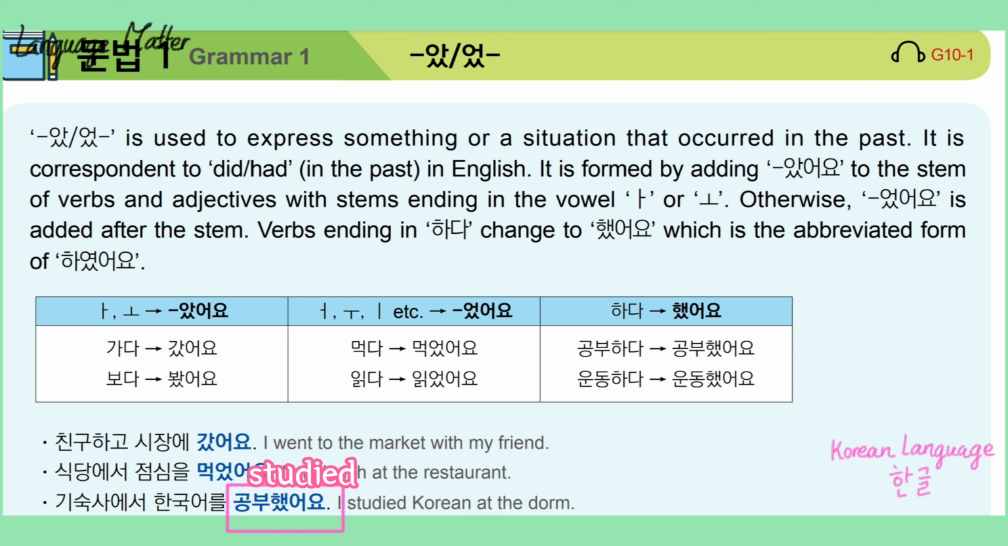And what does that mean? Studied. Okay, we learned about past tense verbs. So always remember, what do you add if the vowel sound is ㅏ or ㅗ? 았어요. And what do you add if there's another vowel sound? 었어요. And what about 하다? 했어요. Okay, great.